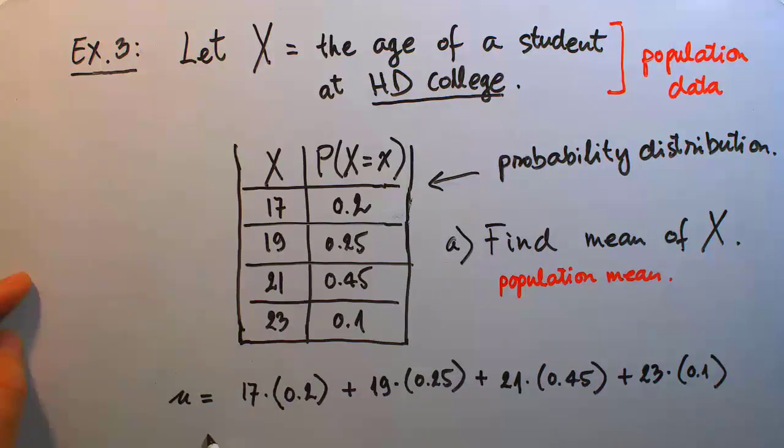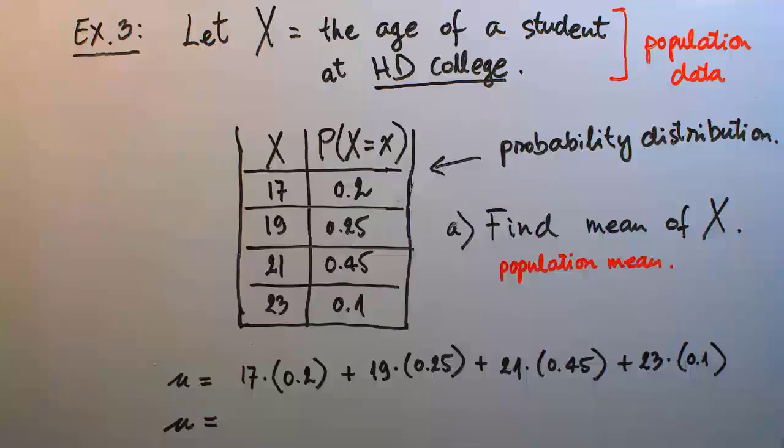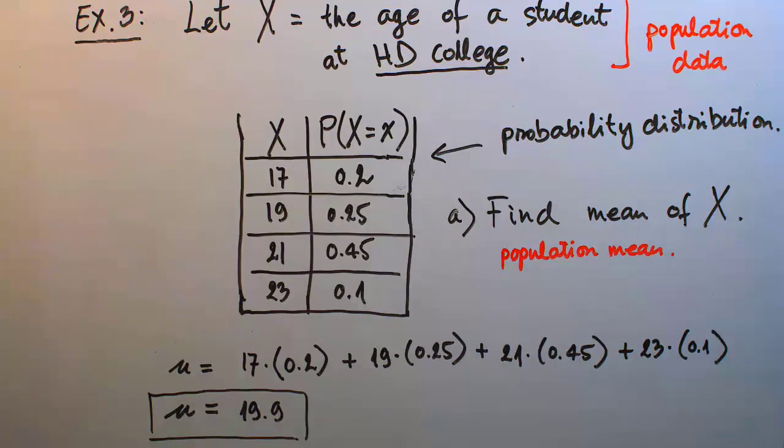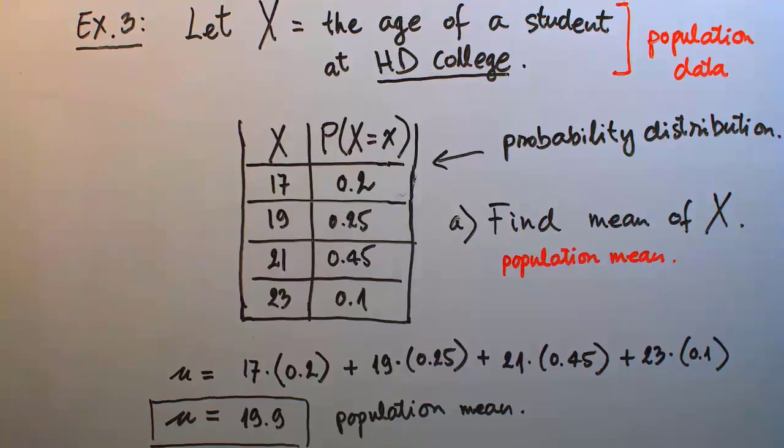And now just give a calculation here. The calculation shows the mean age at that HD college is 19.9 years old. What we found here is once again the population mean value, the population mean, because we calculated the mean value out of the entire population data, not only a small set of data.